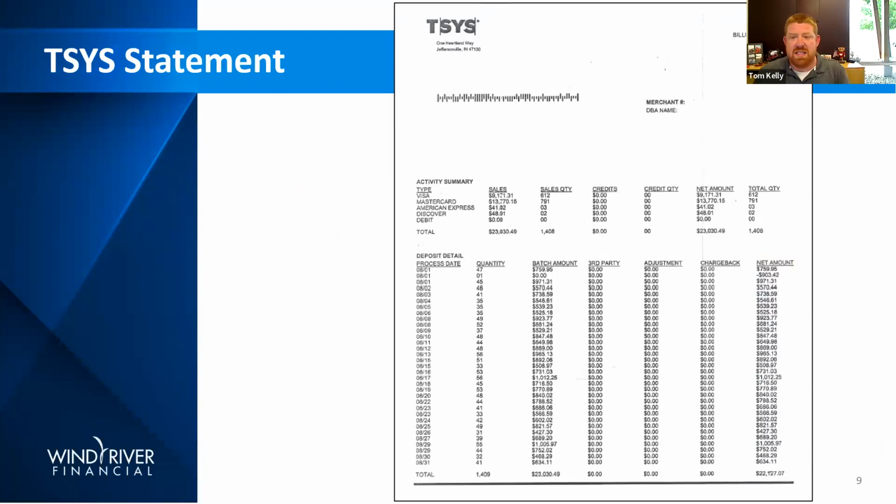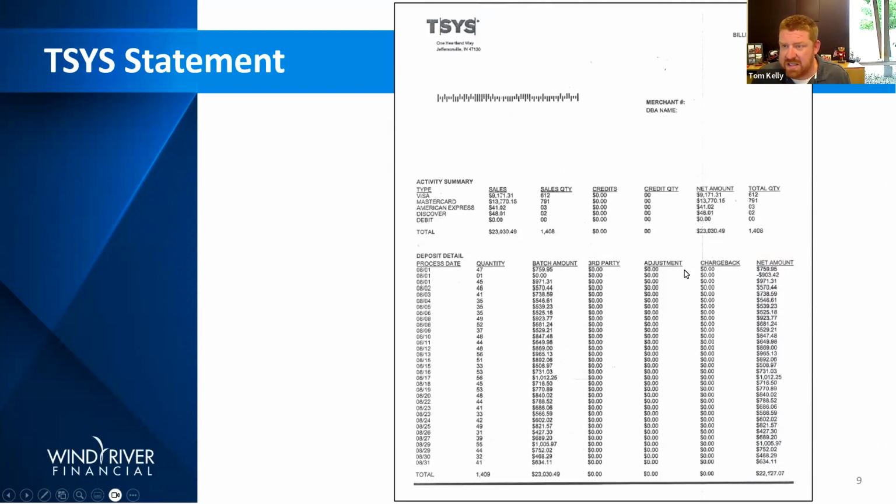The next statement, TSYS. TSYS, again, also under the Global Payments umbrella now. TSYS is unique, whereas Heartland statements all look the same. With TSYS, there are different ways they present their statements. This is probably the most common one that we see, so this is the one that I used. As you can see here, they're going to give you a breakdown of all the types of cards, your total sales, if there were any credits, and then the total number of sales.